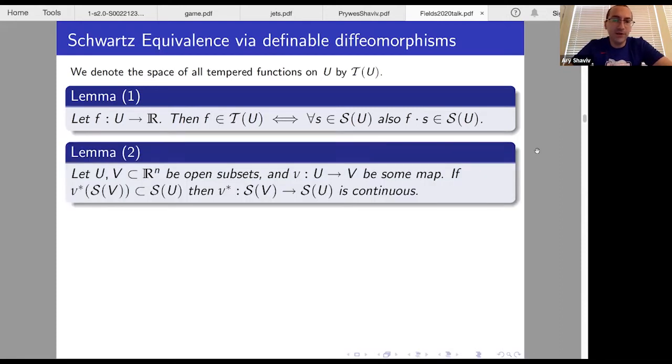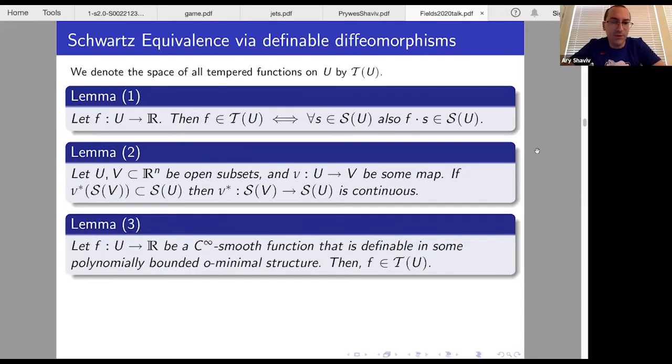The second lemma is very basic, or you can think about it as very technical. If we have open subsets and we take any map that pulls the Schwartz space of V into the Schwartz space of U, then the map is continuous, right? Because formally we want to show that not only does our phi star map S(V) onto S(U), we also want to show that this is an isomorphism of Fréchet spaces. So this lemma tells you that you shouldn't worry about continuity. If it's onto, then it's an isomorphism. So this is quite technical.